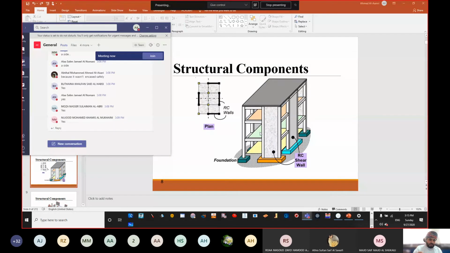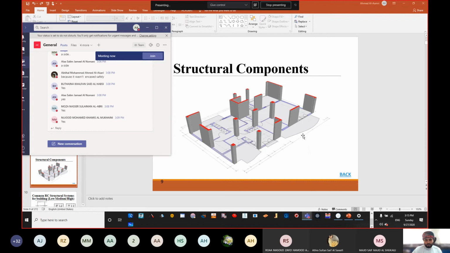A lift is mainly made of RC walls. These RC walls will make your structure heavy. If it's heavy, then it's going to be hard for it to sway when it comes to horizontal loads, whether they are wind or seismic.